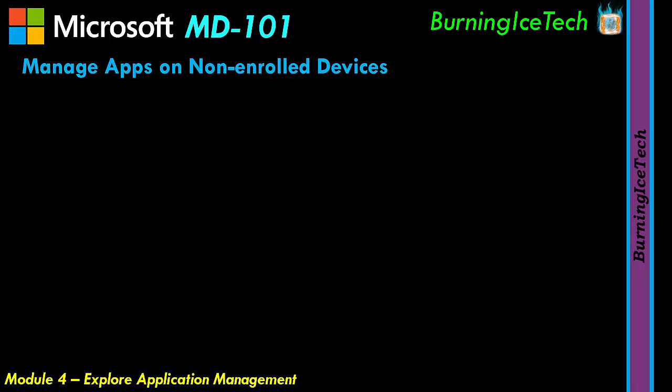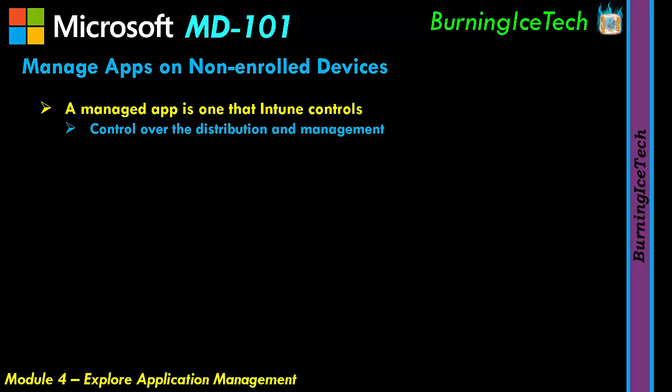First of all, a managed app is one that Intune controls. It does not mean that the device where the app is running is enrolled in Intune. It simply means the application in question is being managed by Intune. It could very well be that this device is not actually enrolled into Intune. It could be a bring your own device scenario. So what does it give us? It gives us control over the distribution and management of these applications.